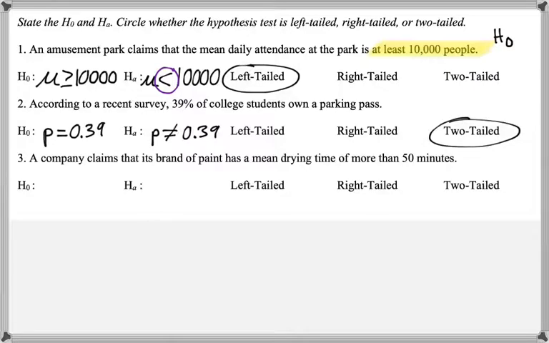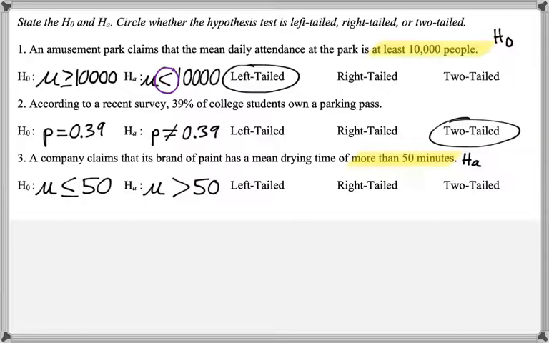A company claims that its brand of paint has a mean drying time of more than 50 minutes. So because they use the phrasing more than 50, that means that it actually cannot equal 50. So this is the alternative hypothesis. So mu is greater than 50. Now the null hypothesis will be mu is less than or equal to 50.